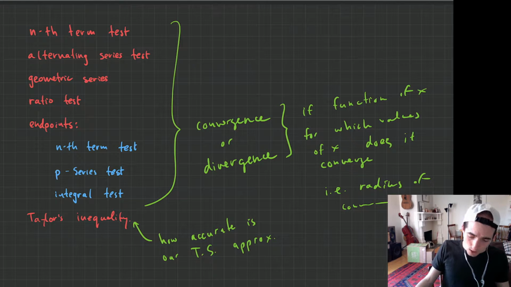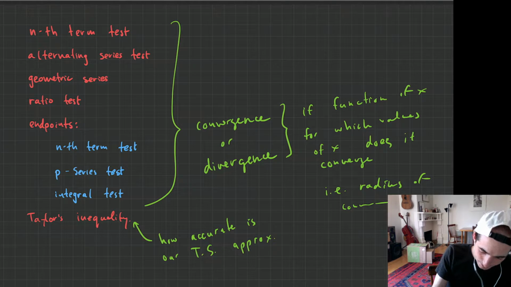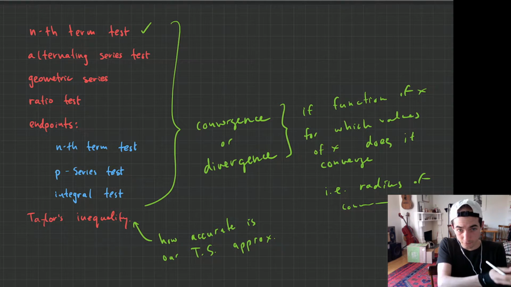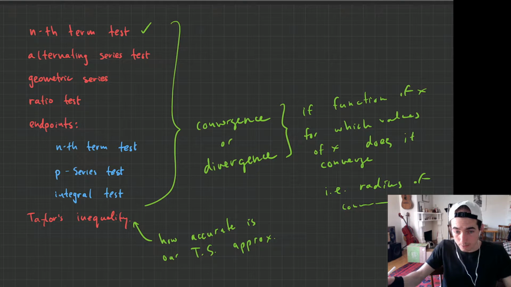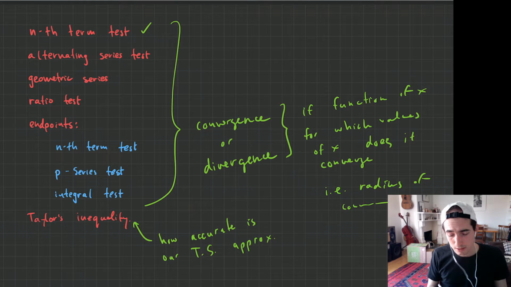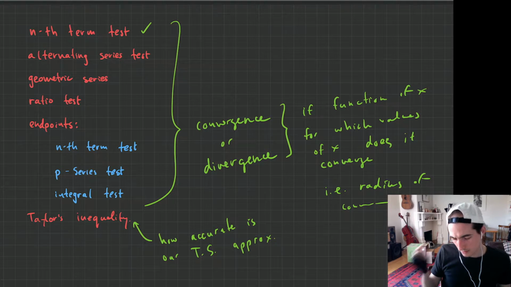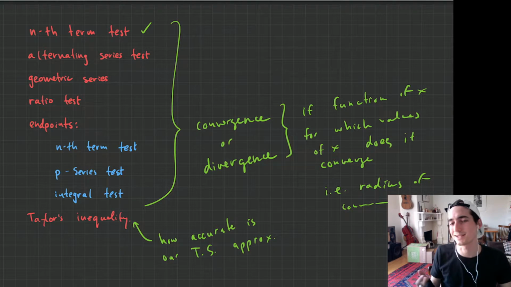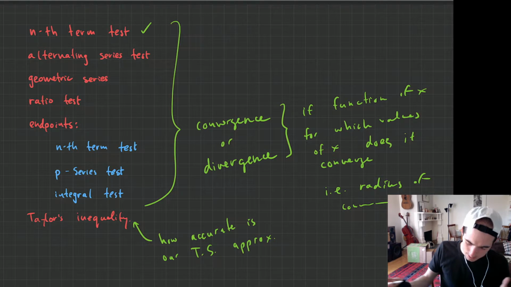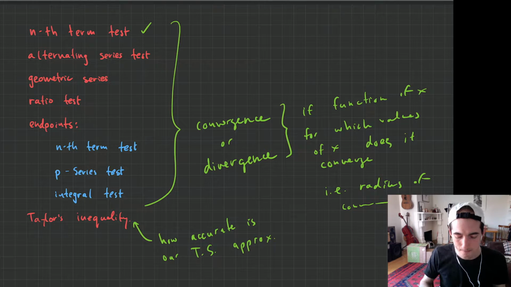So we've looked already at the nth term test. The nth term test tells us that if the terms that we're adding up don't end up getting close to 0, then our sum diverges, right? If the terms do tend towards 0, well, that means nothing, right? Well, it doesn't mean nothing, but it means that we have to keep looking.